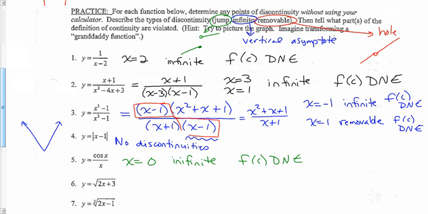Number 6 is a radical. So we just have a square root, which means we've got a restricted domain, but there are no discontinuities with this. And in number 3, we have a cube root, I apologize, there are no discontinuities.